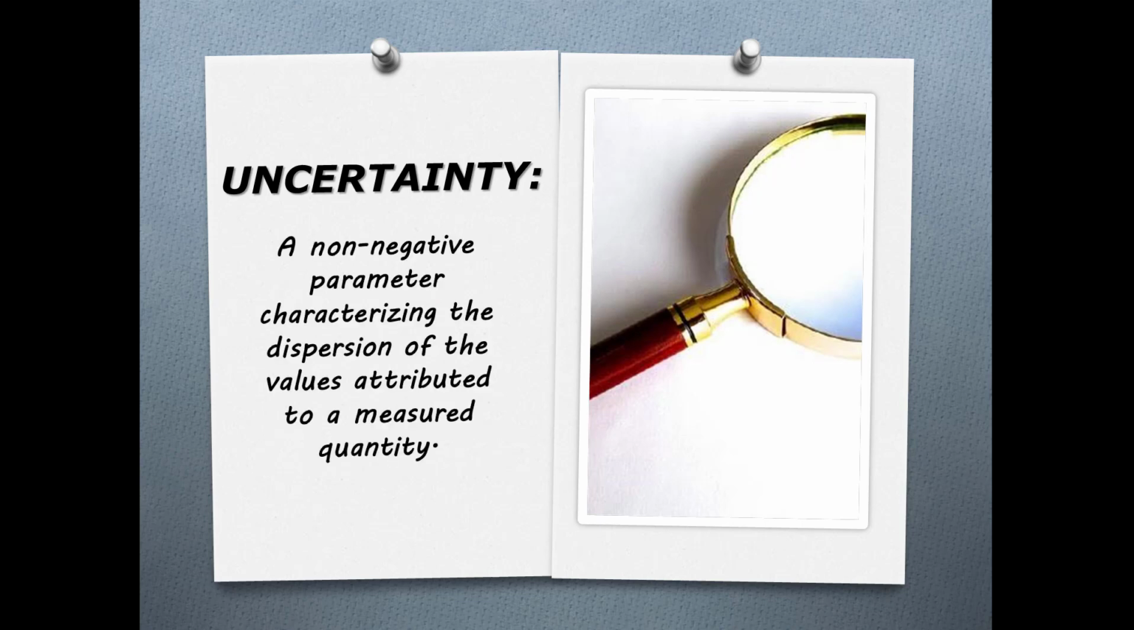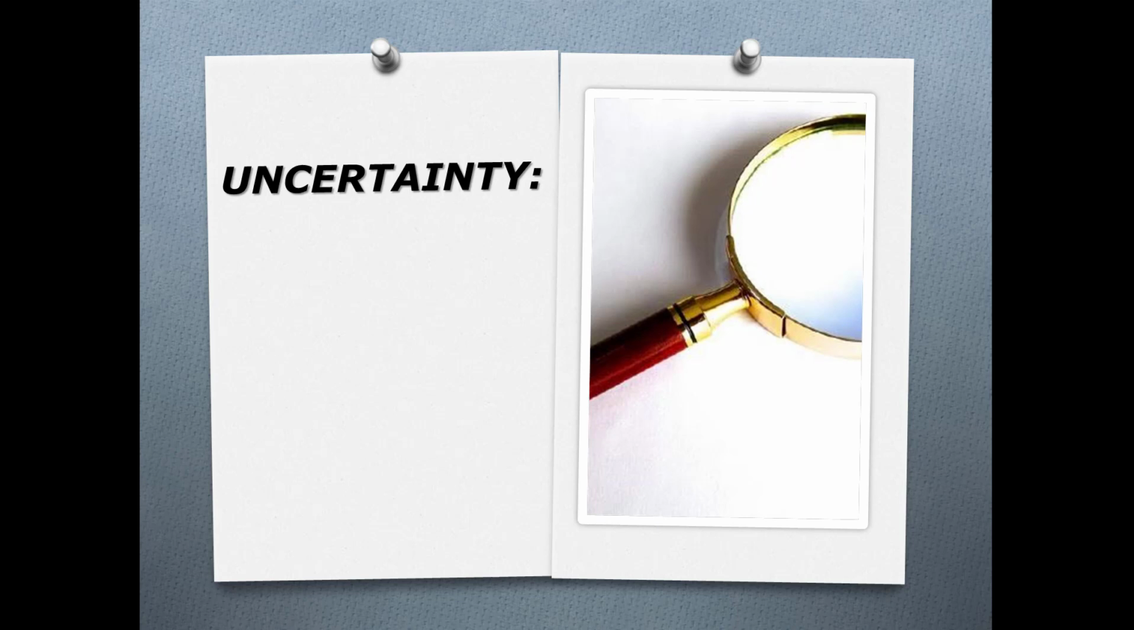Or we can define uncertainty as a non-negative parameter characterizing the dispersion of the values attributed to a measured quantity. It means that those calculations which we are doing are dispersed within a specific range. That will give us uncertainty. And uncertainty can be written in the format: measurement is equal to best estimate plus minus uncertainty.